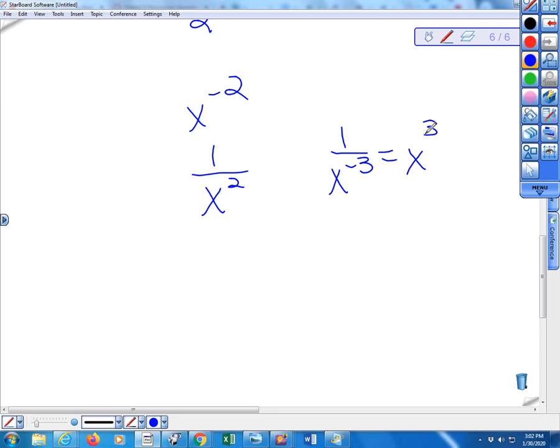It's not that hard, but so many people think that because it's a negative, my answer's got to have a negative in it. The negative all it means is flip. Once you've flipped it, found the inverse, you can drop it. You don't have to deal with it anymore. The negative just means whatever you've got, flip it.